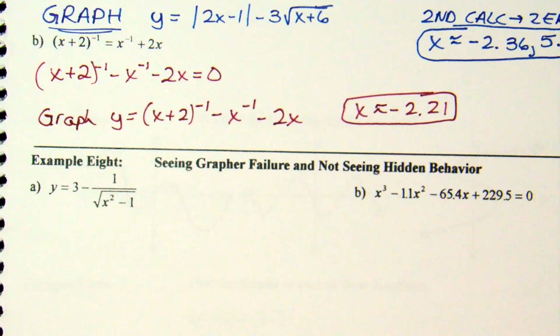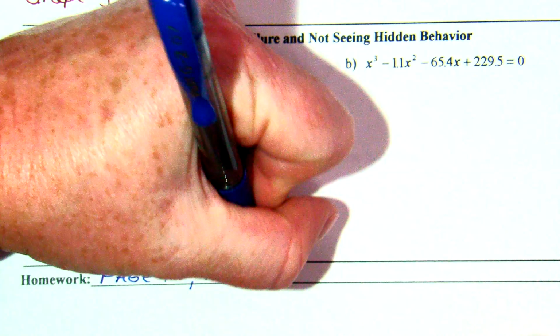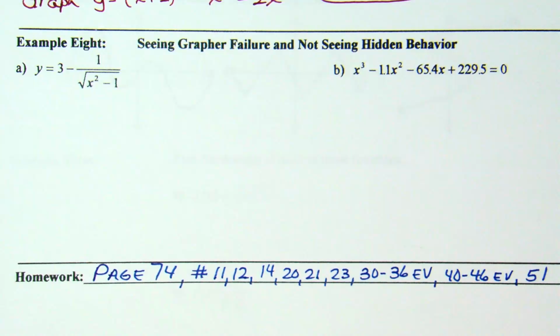So, give them your best try there, and then we'll come back and talk questions tomorrow. If you didn't write the homework down yesterday, let's do it now. 11, 12, 14, 20, 21, 23. 30 to 36 even. 40 to 46 even. And 51.